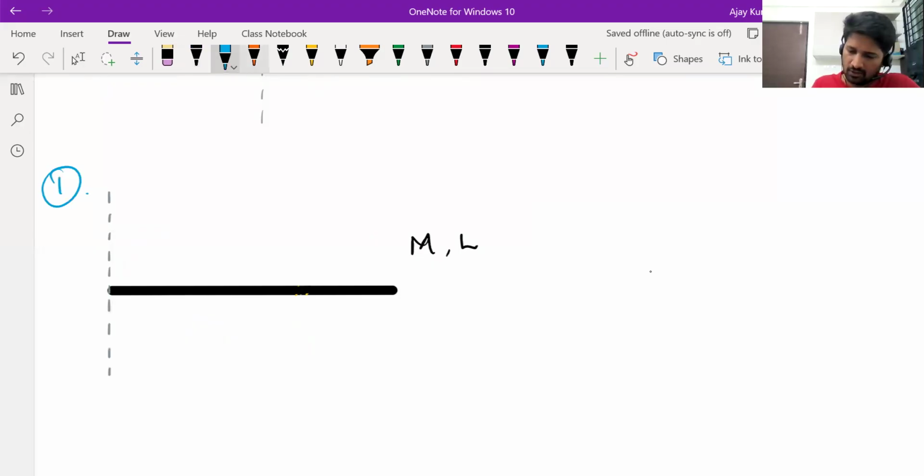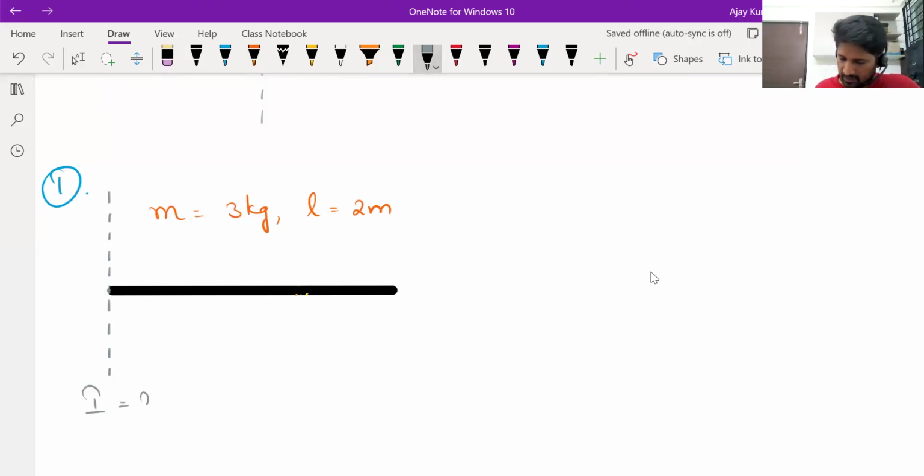Suppose the mass of this rod is some 3 kg and its length is 2 meters. Okay. Tell me its moment of inertia about this axis. Calculate this quickly, all of you.